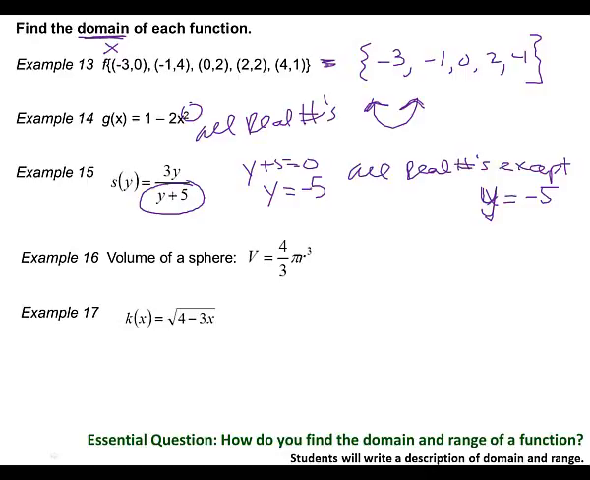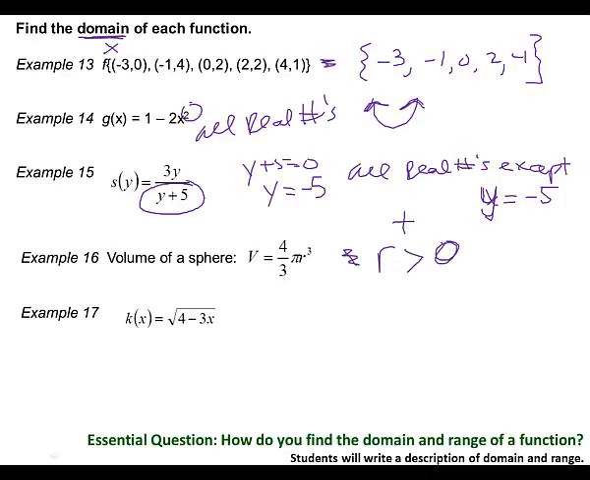Alright, the next one says volume of a sphere. That's kind of weird. Are there some values that we don't use typically in geometry for a radius? Can a radius be -3? No. So because it says R, I would say R has to be greater than what number? We want positives. 0. Good. So that's your domain for that one: R is greater than 0.